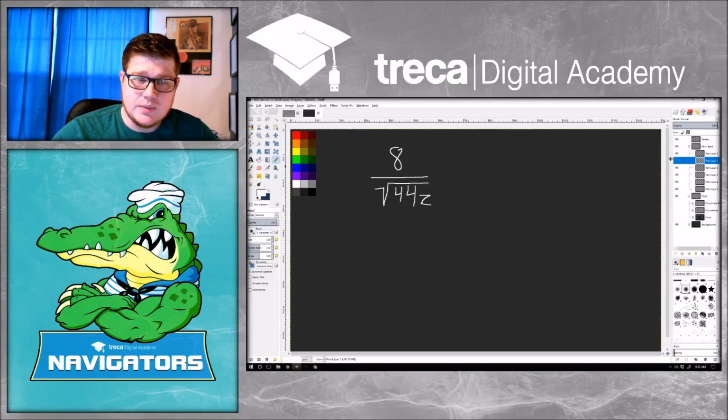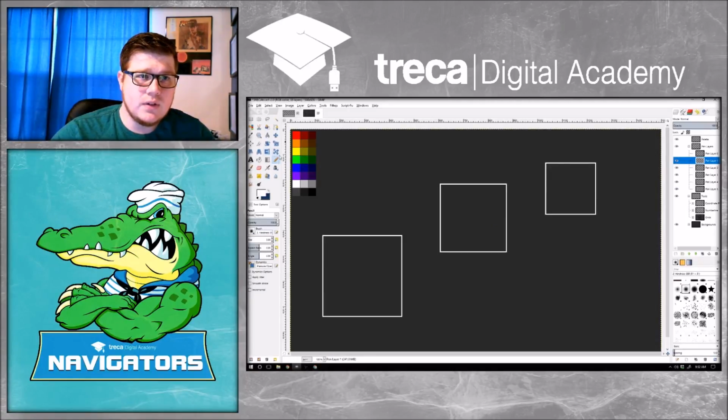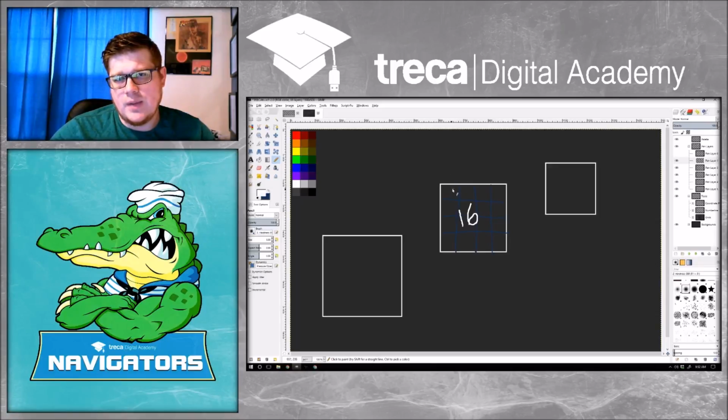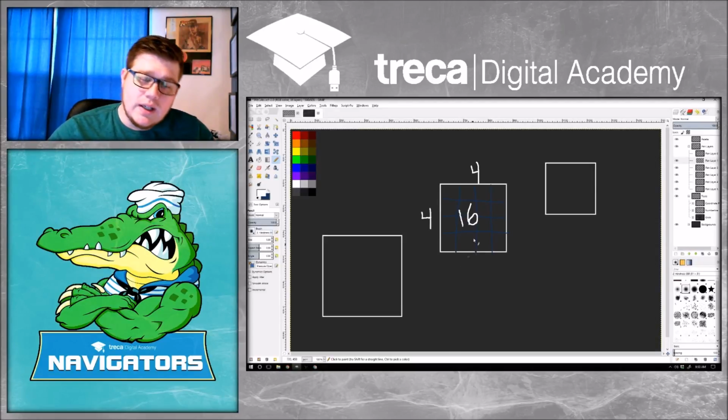Well, let's actually take a look at some squares. So we've made some squares here. I'm going to divide this like so into 16 boxes. 1, 2, 3, 4, 5, 6, 7, 8, 9, 10, 11, 12, 13, 14, 15, 16. So the inside, we'll make our pen a little bigger here, is 16, right? And the width of the top is 1, 2, 3, 4. And the side is 4. And so what we have is 4 squared equals 16.